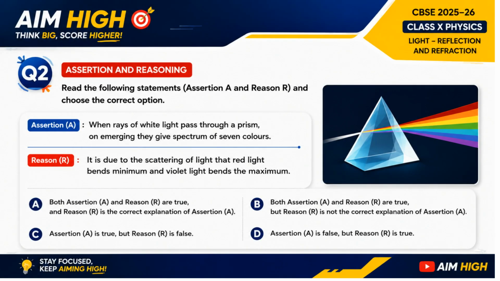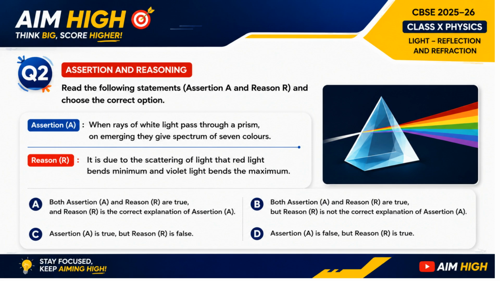Next question, from Assertion and Reasoning, a 1-mark question. Assertion A. When rays of white light pass through a prism, on emerging they give a spectrum of 7 colors. Reason R. It is due to the scattering of light that red light bends minimum and violet light bends the maximum. Which option correctly evaluates these statements? Pause for a moment to analyze the options provided.